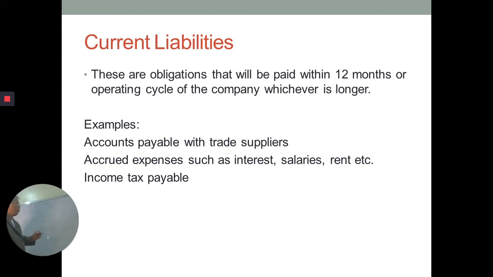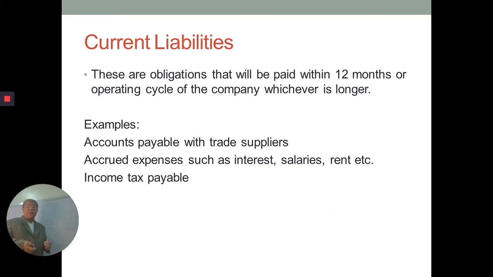So all obligations that will be paid within this 12-month period are called current liabilities. If you prepare the financial statements as of December 31, 2018, all obligations that the company expects to pay from January 1, 2019 until December 31, 2019 are considered current liabilities. Whereas obligations that will be paid, for example, within 2020 and 2021 are called non-current liabilities. So essentially, that's the difference between current liabilities and non-current liabilities.